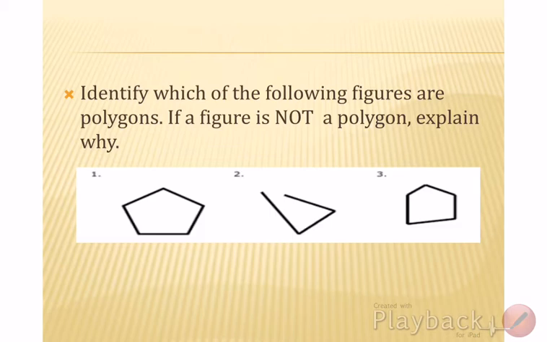Okay, let's try this. Identify which of the following figures are polygons. If a figure is not a polygon, explain why. So we have the same criteria. The first one meets both requirements. It has three sides or more. Each side intersects two other sides. Number 2 is not a polygon because there is no intersection on the last two lines. And number 3, it is a polygon.